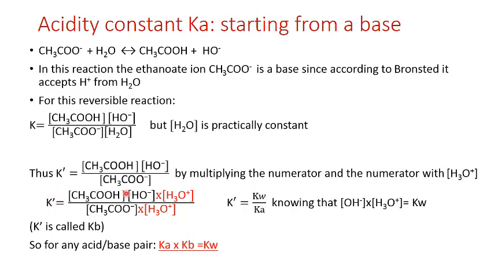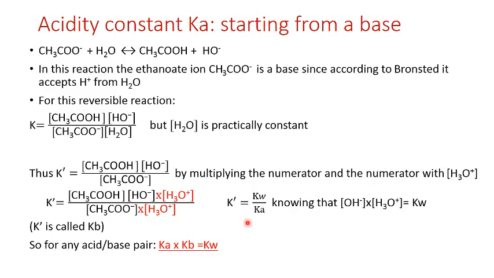This is KB, this is KW, and this is K acid, which would be here in the numerator, as we saw here. Then K base times K acid would be equal to KW, and this is applicable for all acid-base pairs. So this is our first objective.